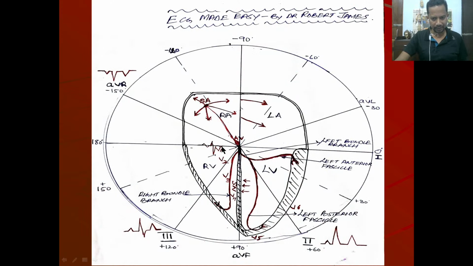Now see, this is the right ventricle, V1, V2 is just out here only. Now this area is infarcted, so there will be ST depression in V1. Okay, and in lead 3 also the changes will be seen.